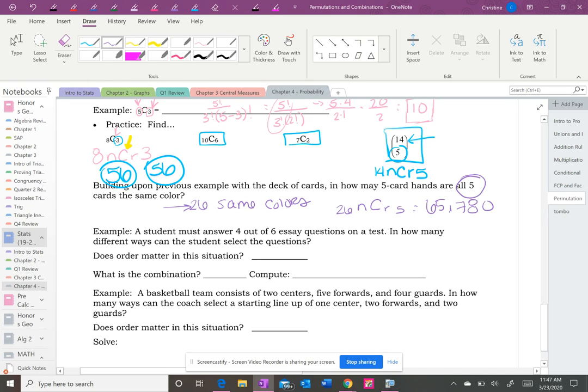Now, this is for it to happen with, let's say, red, or this could happen with black. So realistically, this could happen 131,560 ways. All I did was add these two together because you're doing red or black. Remember, if you're doing or in probability, you're going to add these two things together.